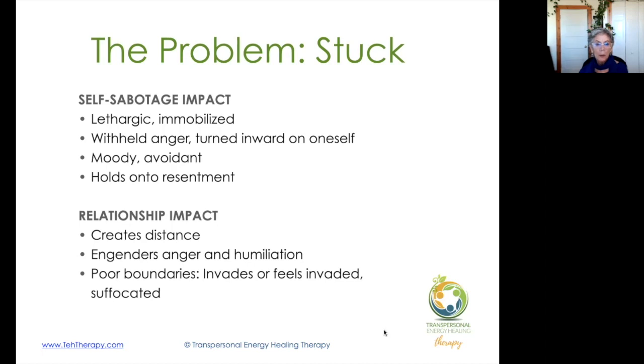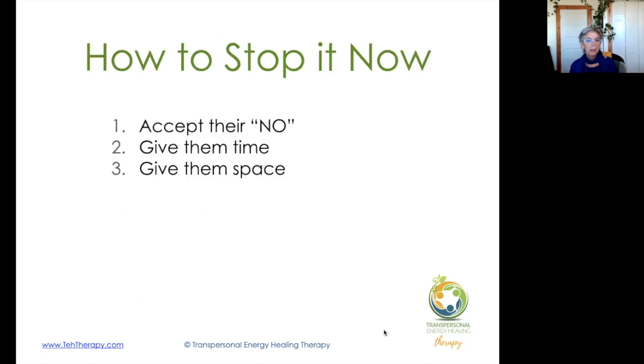They have poor boundaries. They'll invade others because they don't really have a sense of clear boundaries, and they feel invaded and suffocated easily, and they don't know how to even recognize or express other people's boundaries. This pattern can also happen a lot when there's been sexual abuse and boundary invasion in that way, or other forms of boundary invasion. So let's go to the next slide.